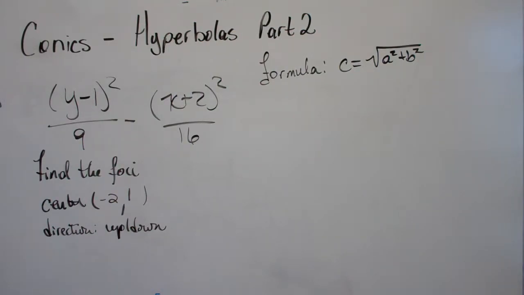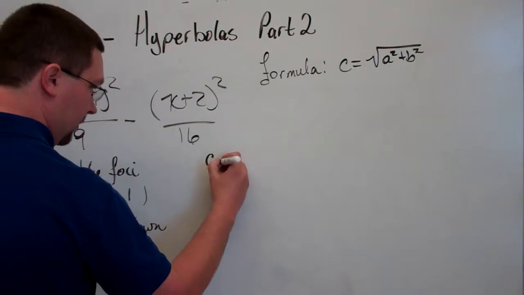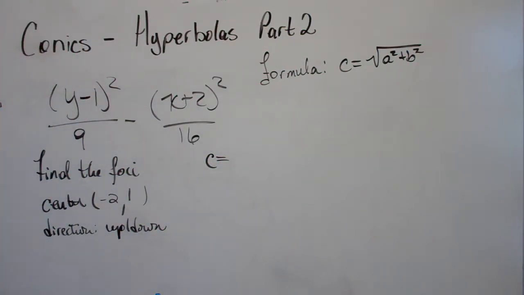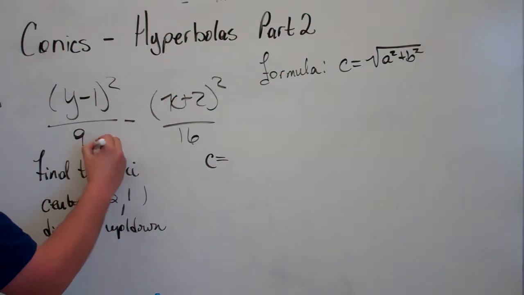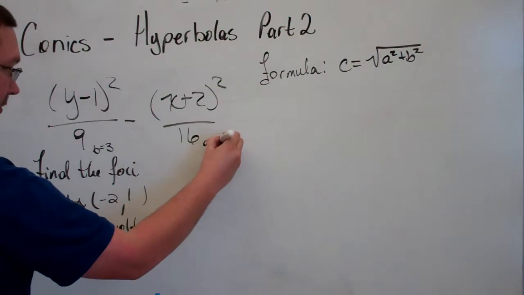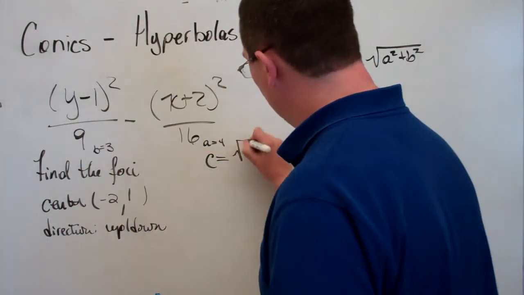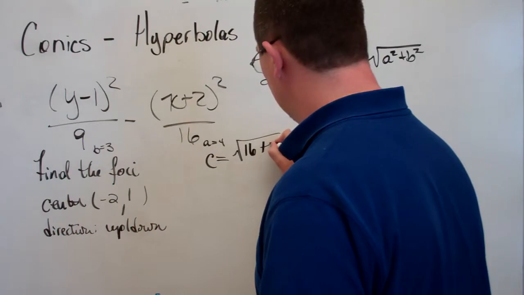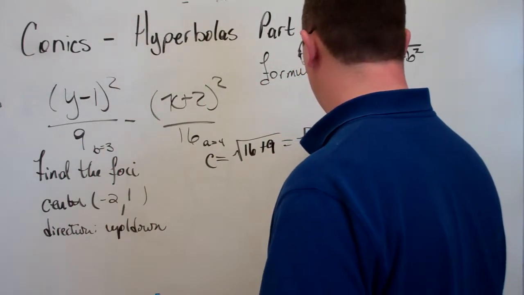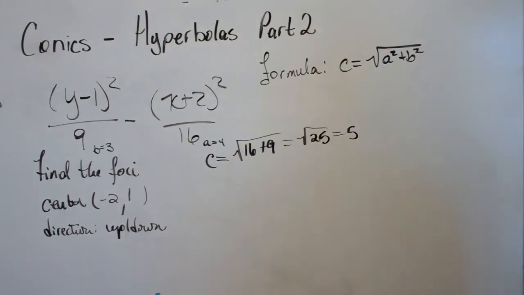Now, the next thing we need to do is find c. Well, remember, this is b squared, so here b equals 3. And this is a squared, so a equals 4. So now we need to use the formula, the square root of a squared plus b squared. So we're going to have the square root of 16 plus 9, which is the square root of 25, which is 5. So c is going to be 5.